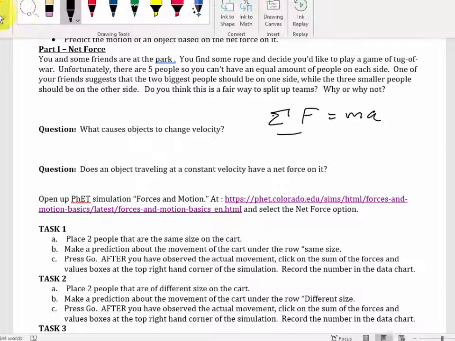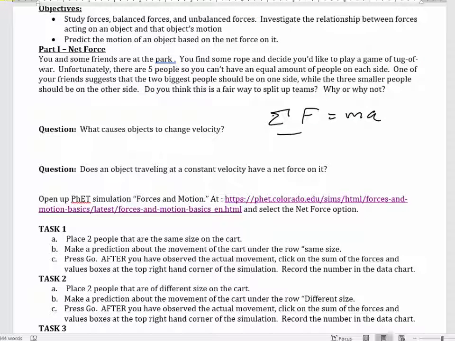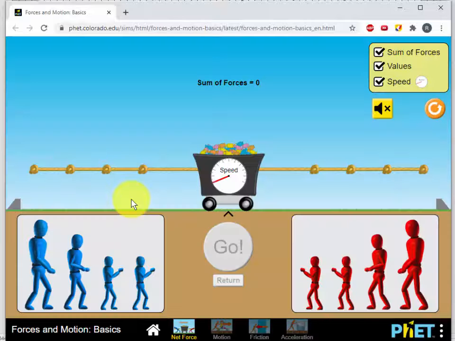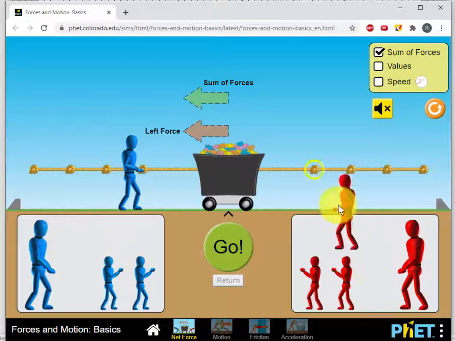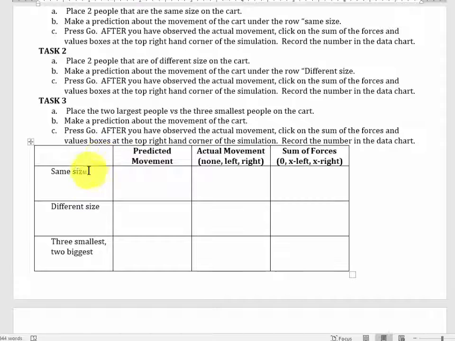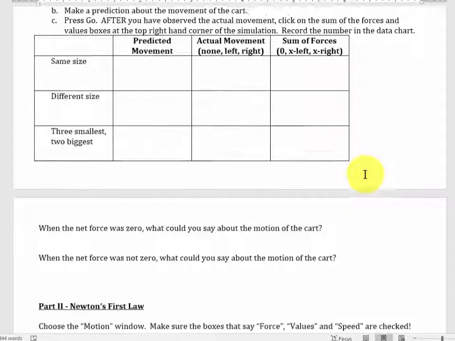So pretty straightforward. What we're going to do is first go ahead and open up the simulation. It's another PhET simulation, and we have a couple of things to mess around with. First, we can go to this net force. Check the sum of the forces box, and then I have you put in various scenarios where you have different people on each side. I have you do it with same size, different size, and 3 biggest, 2 smallest, and just note if there was or was not any movement and what the sum of the forces was. Again, forces cause accelerations. This part is pretty straightforward.